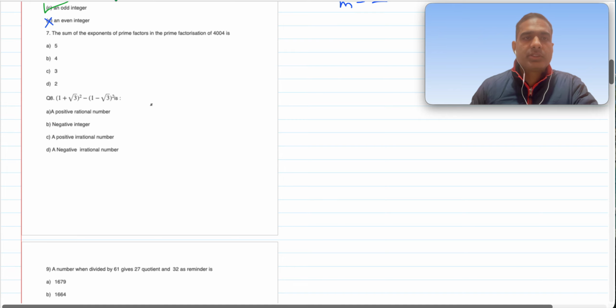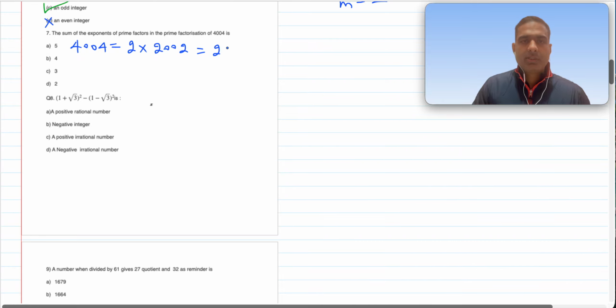Now moving to question number 7. The sum of the exponents of prime factors in the prime factorization of 4004. So we have to find the sum of the exponents of prime factors in the prime factorization of 4004. First of all, we have to prime factorize 4004. We know it is an even number, so if we divide by 2, it will be 2 times 2002. Now again 2002 is even, so we can again divide it by 2. So 1001. Now 2 times 2 and 1001 is divisible by 13.